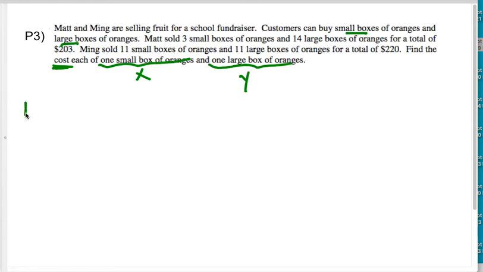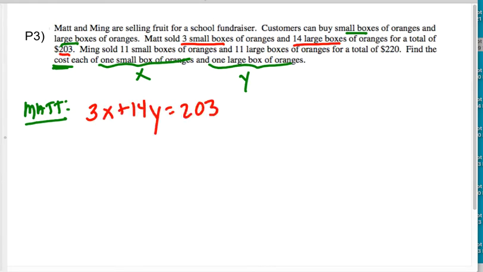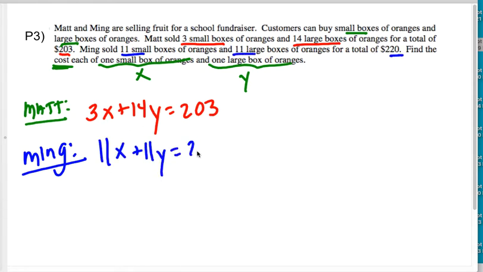So for Matt, here's what we know about Matt. We'll go ahead and put his in red. Matt sold 3 small and 14 large for $203. So that's 3x plus 14y equals 203. And then for Ming, we know he sold 11 of each and made $220. So 11x plus 11y equals 220.